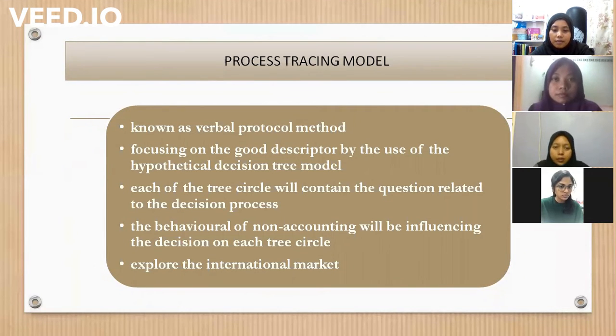Sure. So I will continue on the process tracing model. It is known as the verbal protocol method, focusing on a good descriptor by the use of the hypothetical decision tree model. Next, each of the three circles will contain a question related to the decision process. The behavioral, non-accounting factors will influence the decision on each circle. For example, exploring the international market.